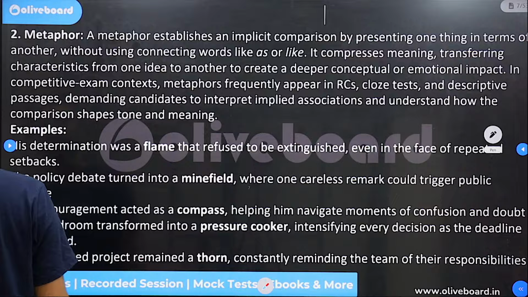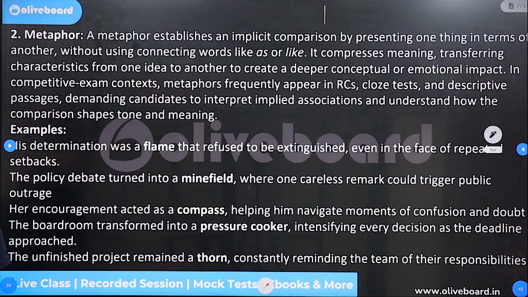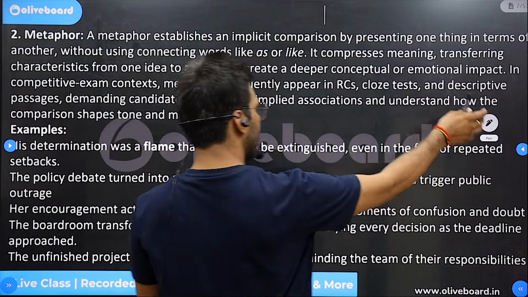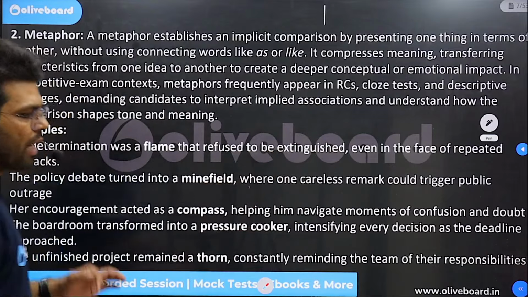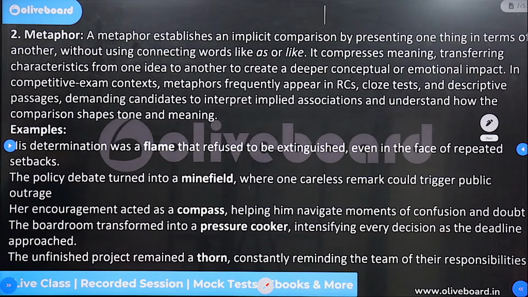Metaphor is an implied simile. That means we don't show they are two different things. We copy the qualities of one onto the other as if they were just one, or we are talking about the same object, same thing.